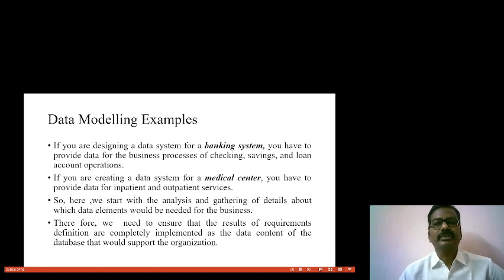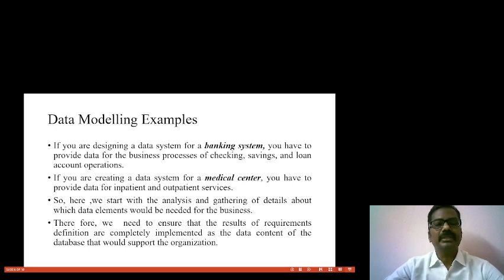Next, if you are creating a database system for a medical center, for example a hospital, here you have to provide the data for inpatient as well as outpatient services. What kind of services are the inpatients getting, and what kind of services are the outpatients getting, and so on. So these entire concepts have to be clearly mentioned.